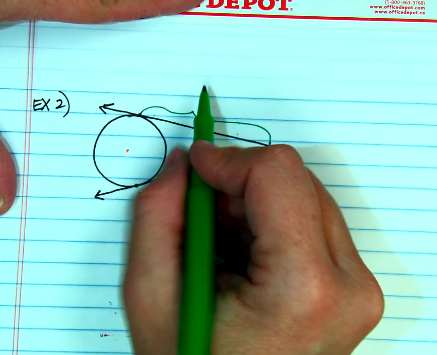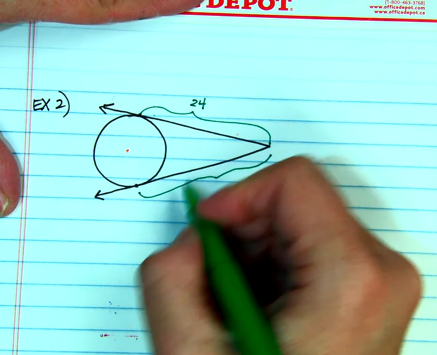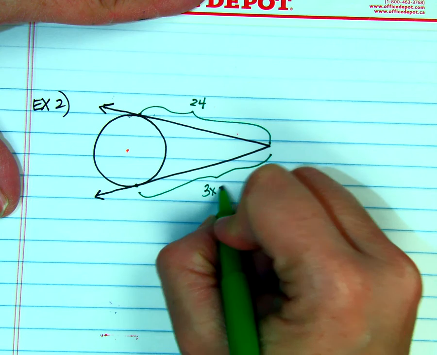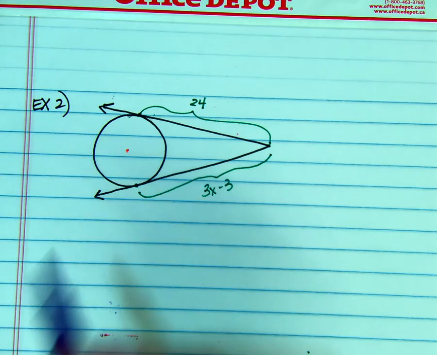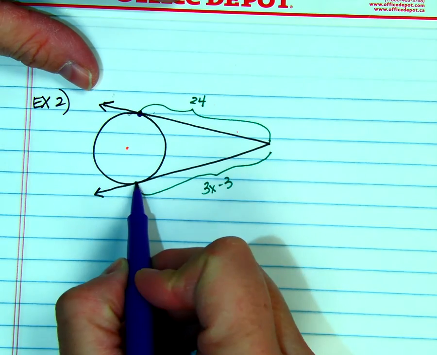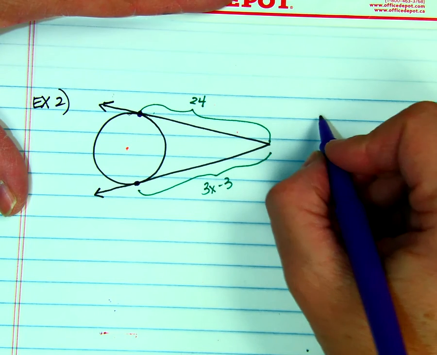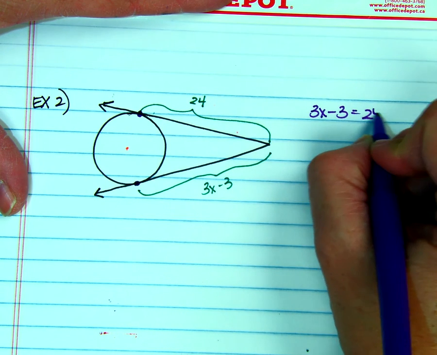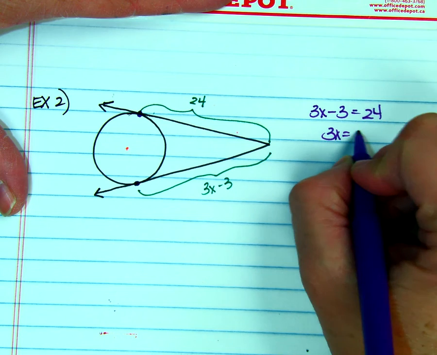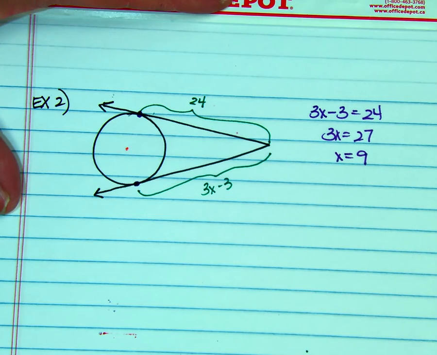So this little piece, let's say that this is 24. And we'll make this 3x minus 3. If you know that they are tangent, then I know that these are going to be congruent. If they are congruent, I can set them equal to each other and solve. So x would be 9.